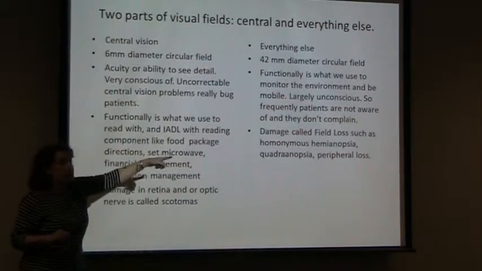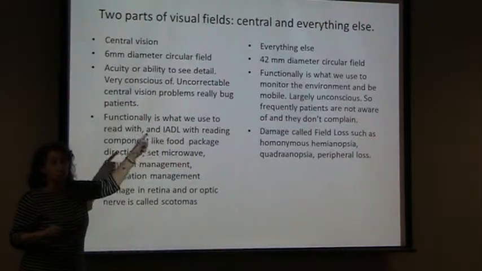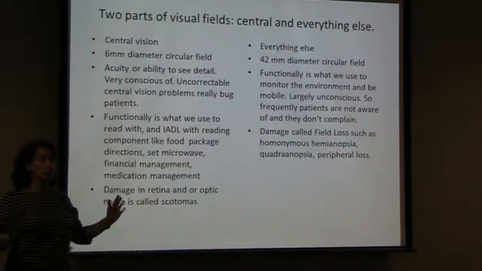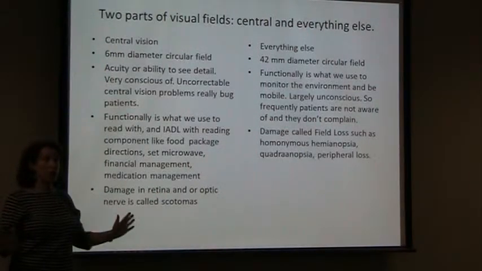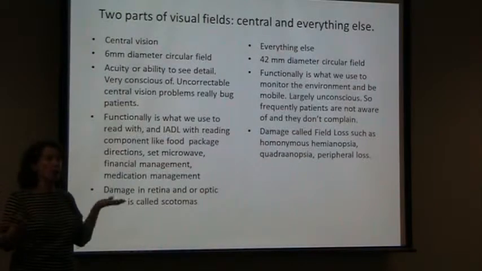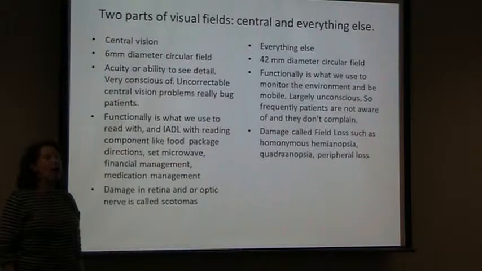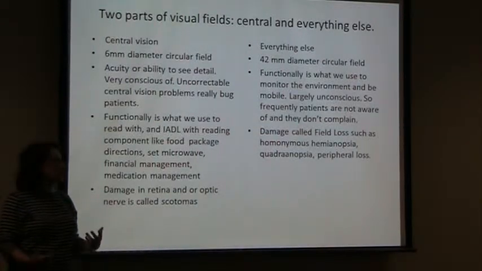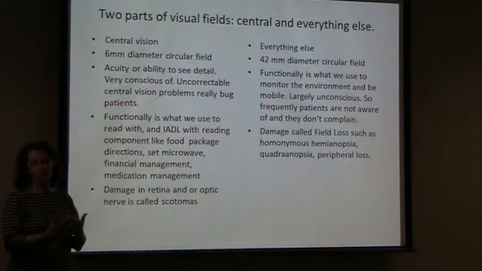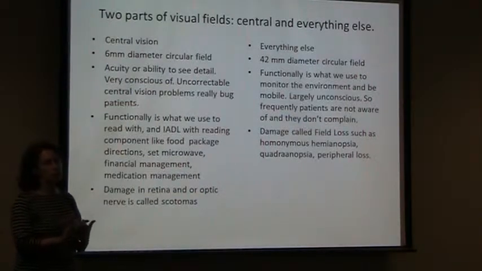So peripheral vision you use to be mobile. It's unconscious, but you are aware of what's around you. So all of you right now, I want you to take one thing and fixate on it. Now keep your eyes open and try to become aware of your peripheral vision. Can you almost feel the people next to you or the chair? But usually we're tuned into our central vision.